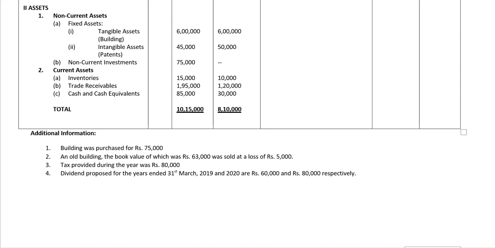Below the balance sheet, we have additional information given. First, building was purchased for rupees 75,000. The second one, an old building with the book value of which was 63,000 rupees, was sold at a loss of rupees 5,000. Third point, tax provided during the year was rupees 80,000. And fourth point, dividend proposed for the years ended 31st March 2019 and 2020 are rupees 60,000 and rupees 80,000 respectively.